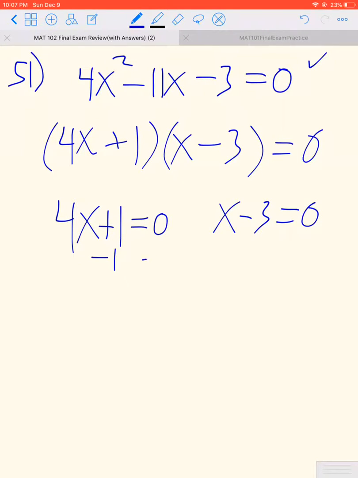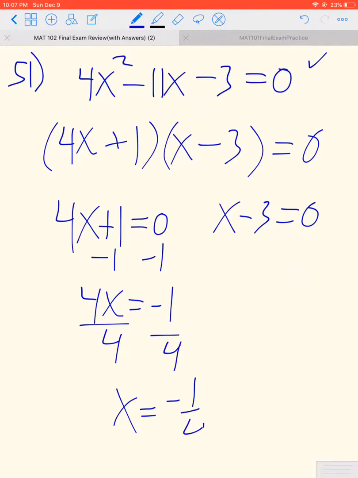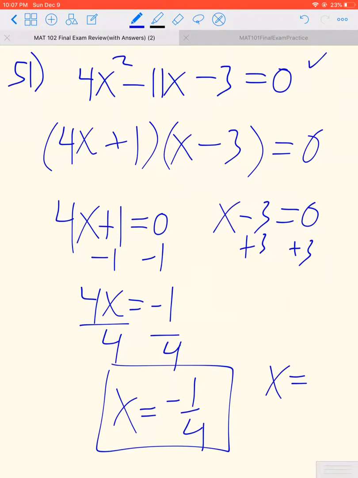For this one, you would subtract 1 from both sides. We would get 4x equals negative 1, divide by 4, divide by 4. So one solution is x equals negative 1/4. Here we would add 3, so our other solution would be x equals positive 3.